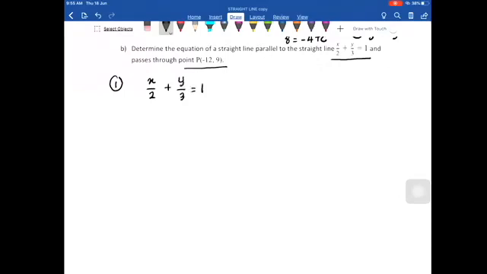Okay, so I just multiply with 2 first. So yang pertama akan eliminate. So plus 2y over 3 equals to 2. Then I multiply with 3. So 3x plus 2y equals to 6.